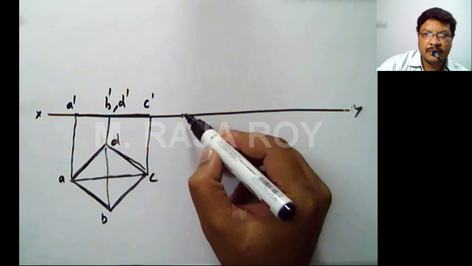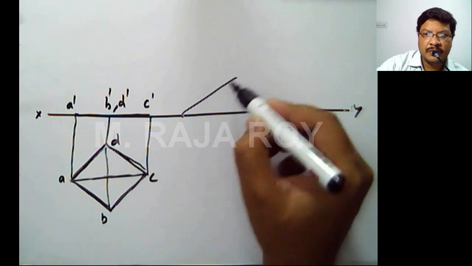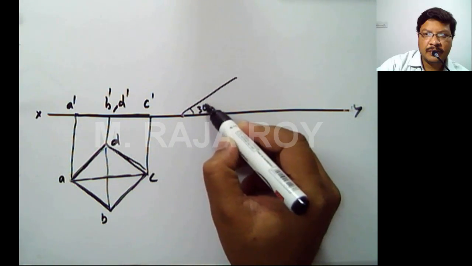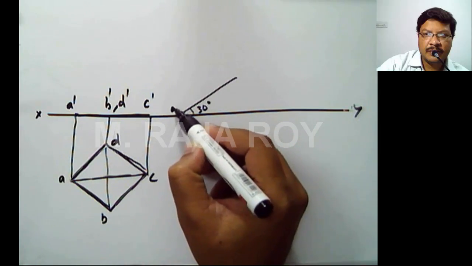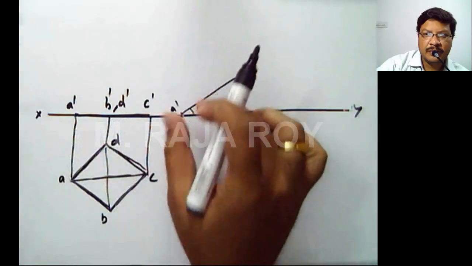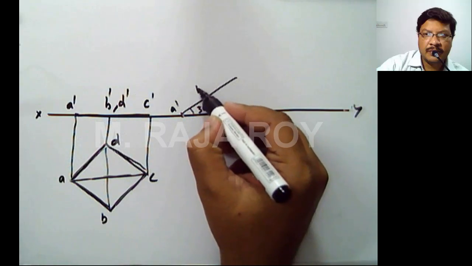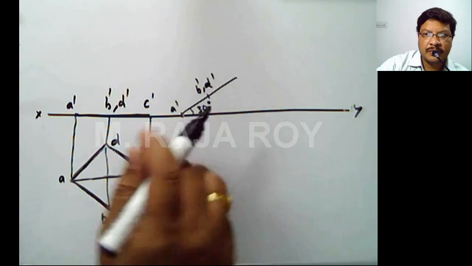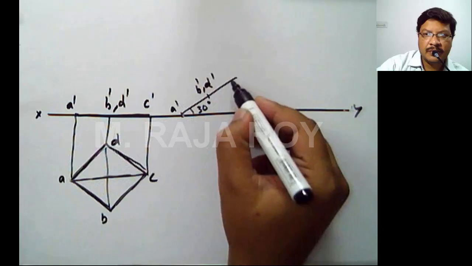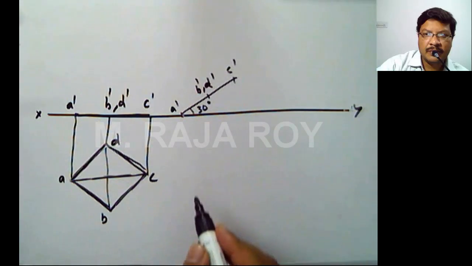Now I will draw one 30 degree line like this. This is 30 angle. This point is A dash. I will take this distance. I will mark the distance here. Then I will get B dash and D dash. Again I will take this distance. I will mark distance here. Then this point is C dash.